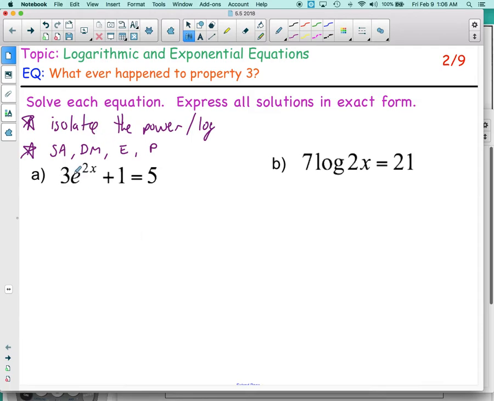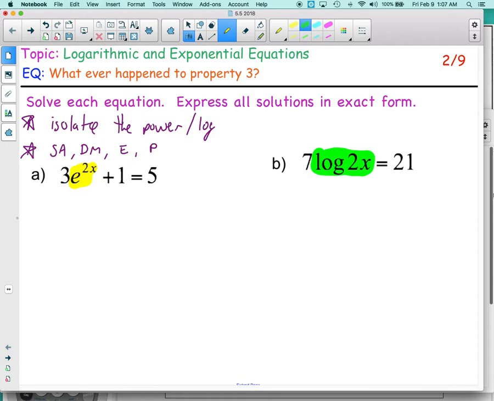What's the power or the log here? If we look at 3e to the 2x plus 1 equals 5, the power here is this. Or if I look at 7 log of 2x equals 21, the log in this case would be this. We want to isolate these two things and then be able to solve from there.